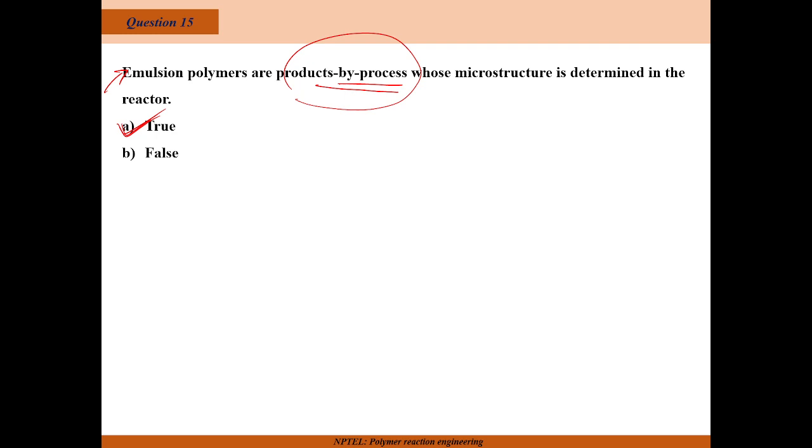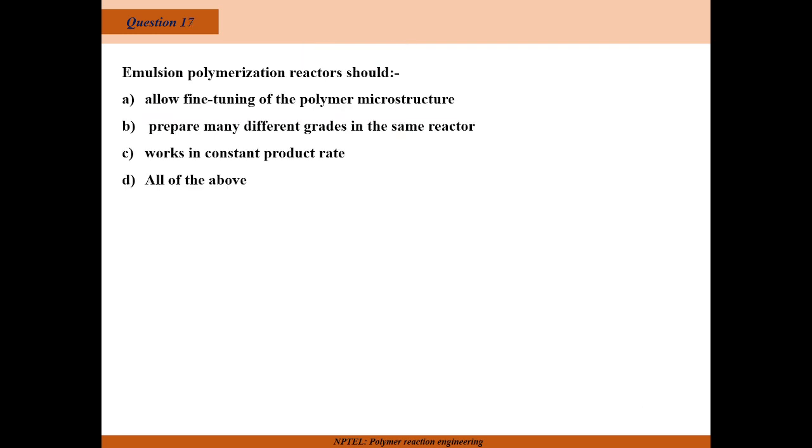Now, emulsion polymerization reactors should allow fine tuning of the polymer microstructure, prepare many different grades in the same reactor, and work at constant production rate. All of the above. This is the same kind of question, with a small difference. Since we have discussed a similar question, I can give you a hint that one of the options provided here is wrong.